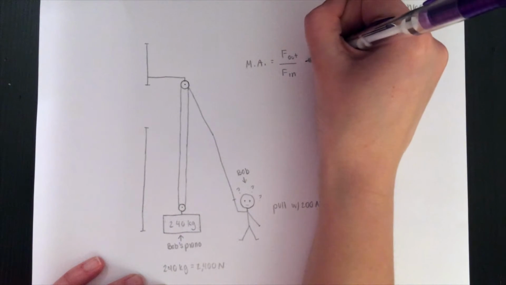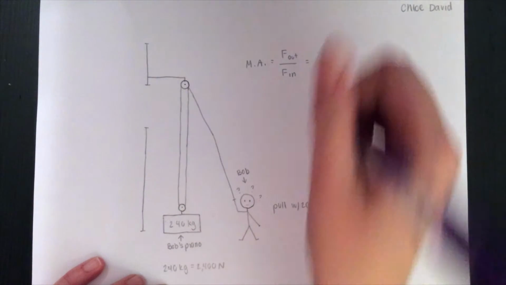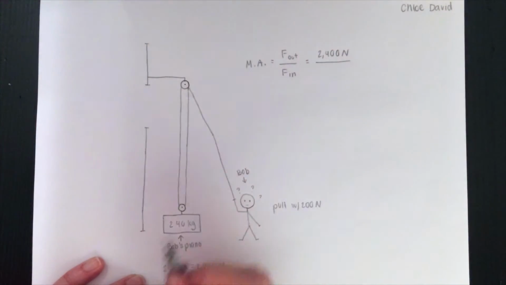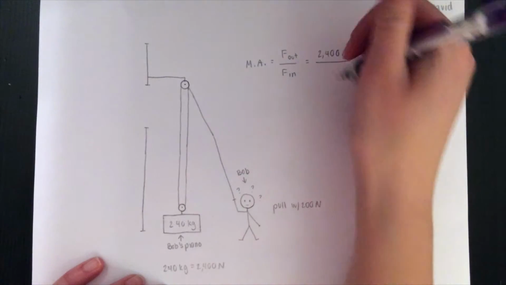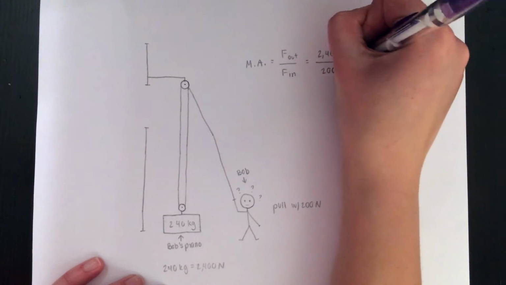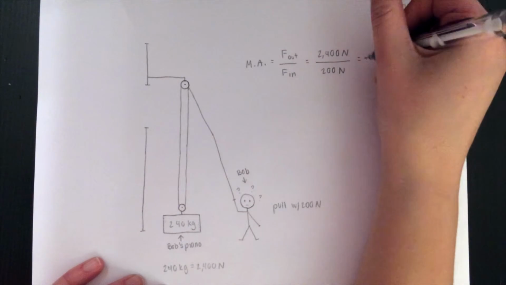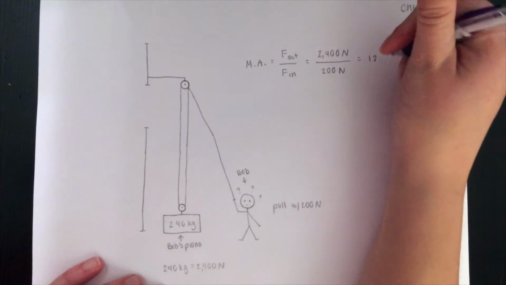So he plugs into this equation. He knows the force out has to be 2,400 newtons. And he knows that his force in is whatever he's pulling on this rope with. So he knows that that is 200 newtons. And when he divides this all up, he knows that his mechanical advantage is going to be 12.